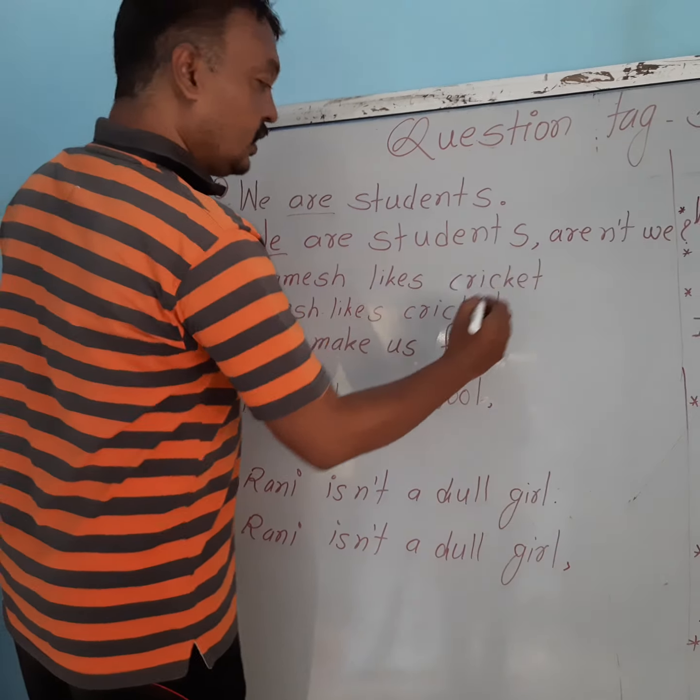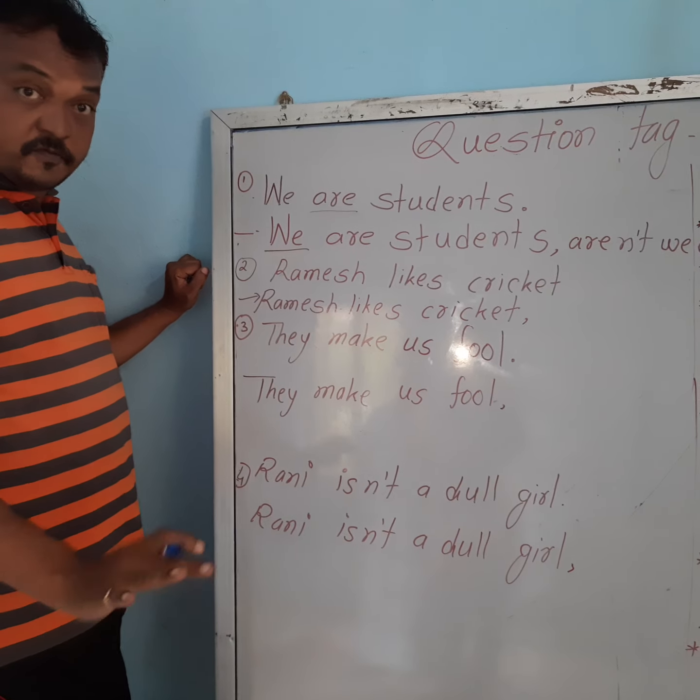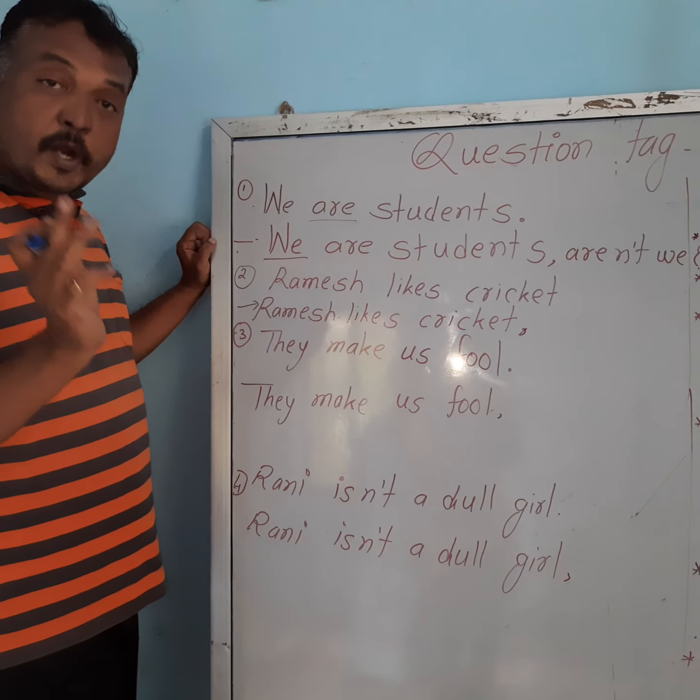Okay, so again give the comma. Ramesh likes cricket. Write the sentence as it is. The first thing we have to do. Then comma. If you want to join something, we have to add a comma.